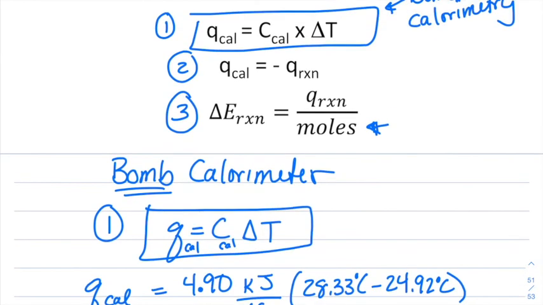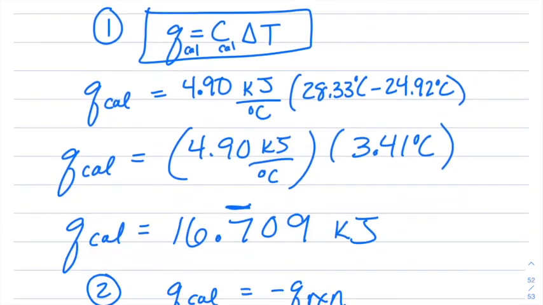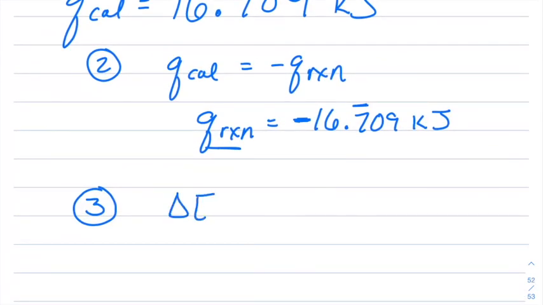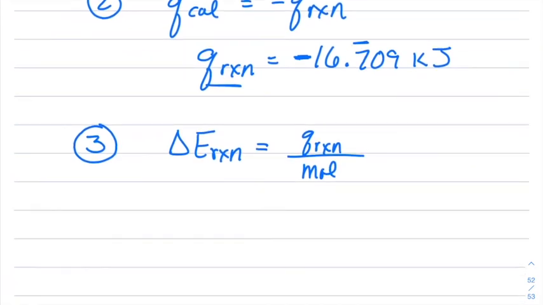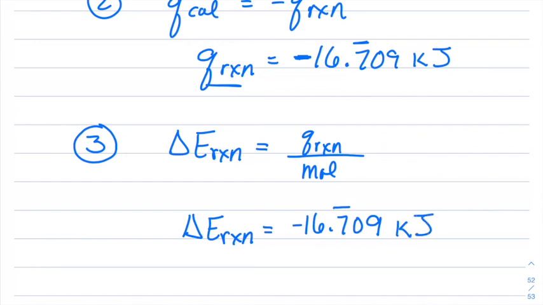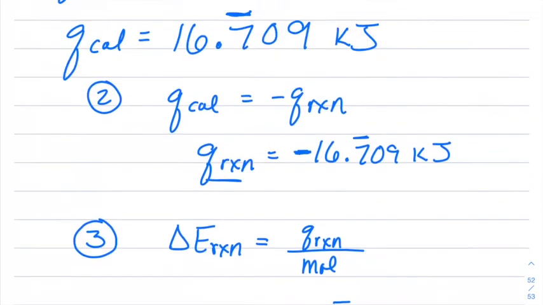We are going to calculate our change in energy for the reaction, which will be Q reaction over moles. So this is the change in energy, and again, we like to do it in kilojoules per mole. So we'll do Q of reaction divided by moles. So for our calculation, we already know Q of reaction. It's negative 16.709 kilojoules, like so. But what we don't know yet are the moles, and that's where those grams come in.